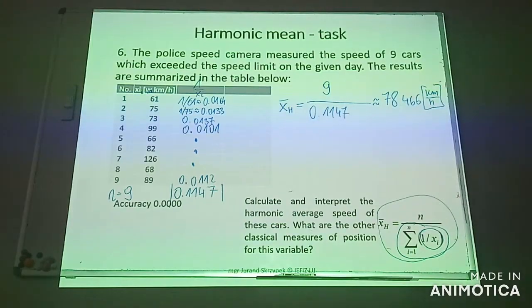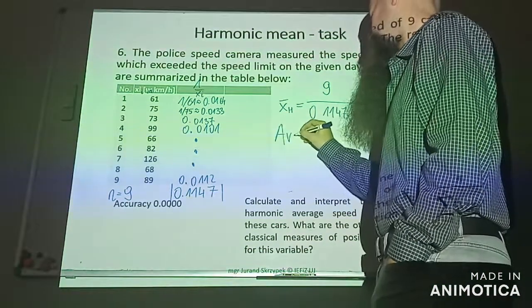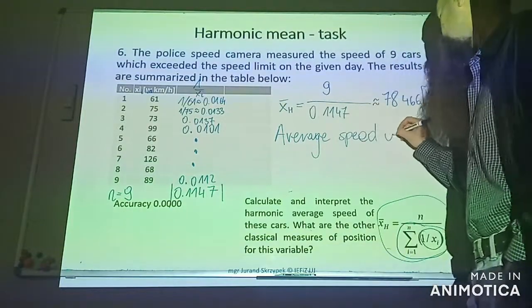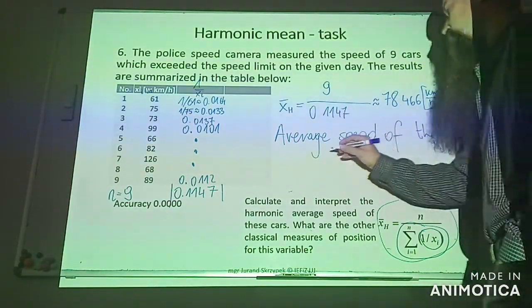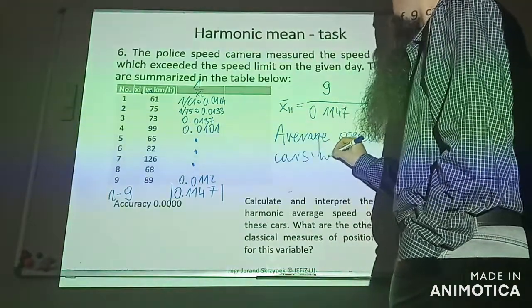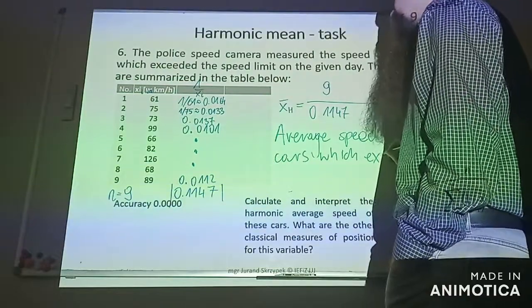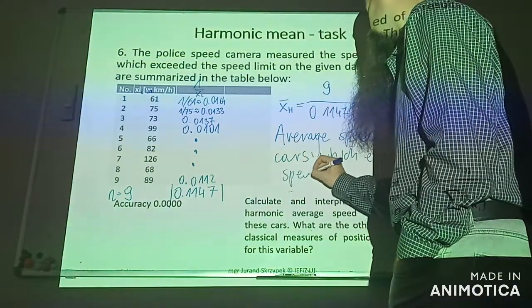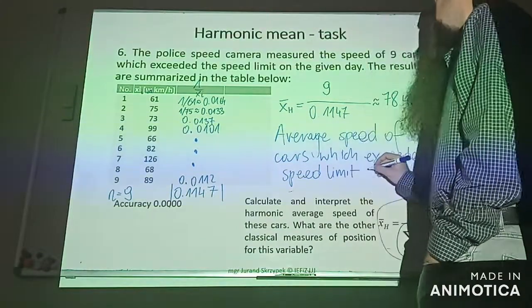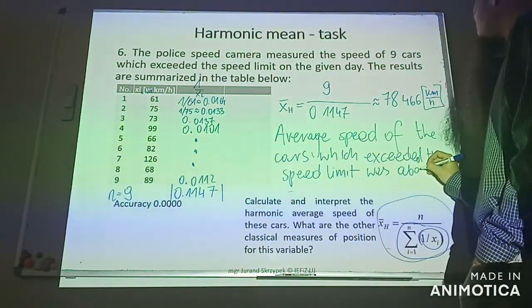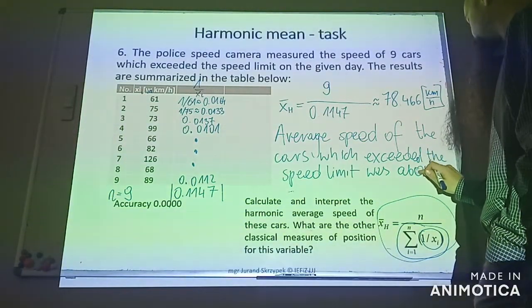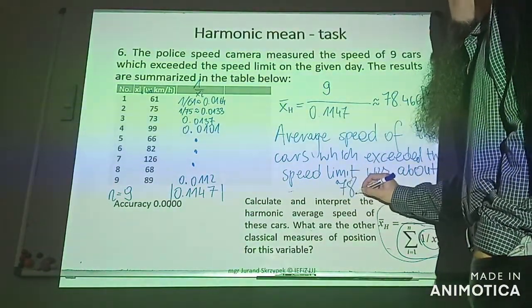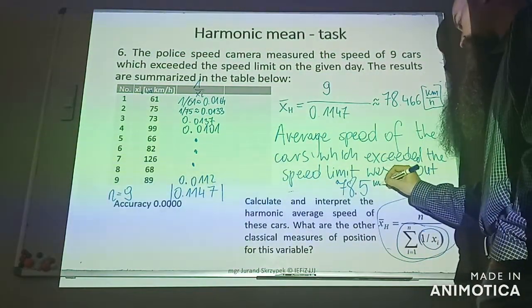So we can write it down. Average speed of the cars which exceeded the speed limit was approximately 78.5 kilometers per hour.